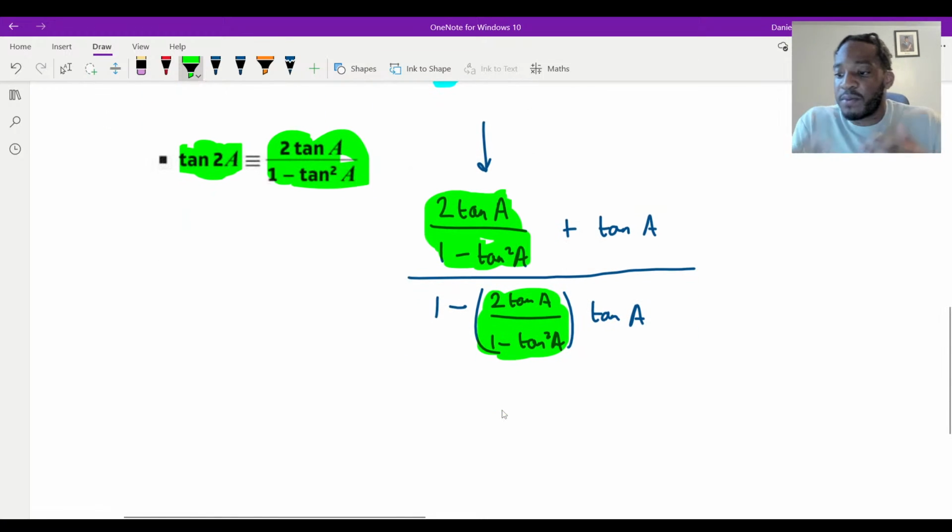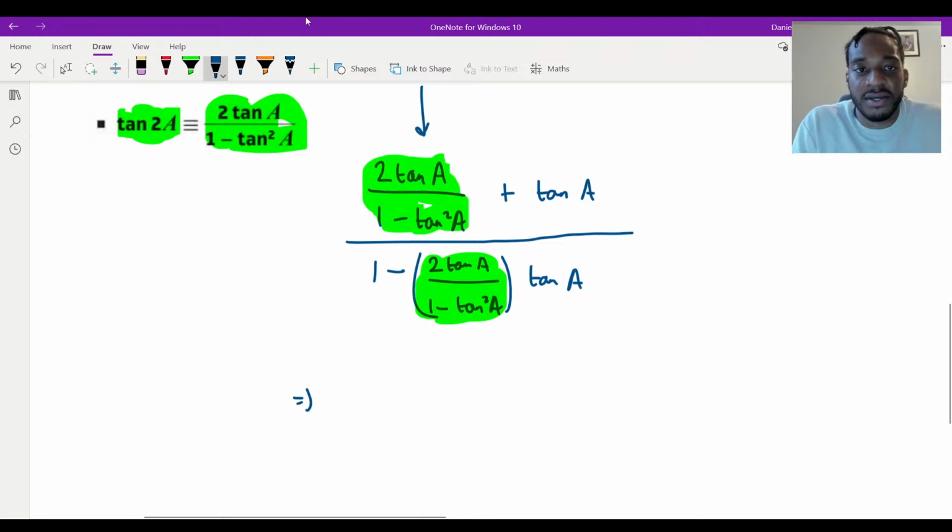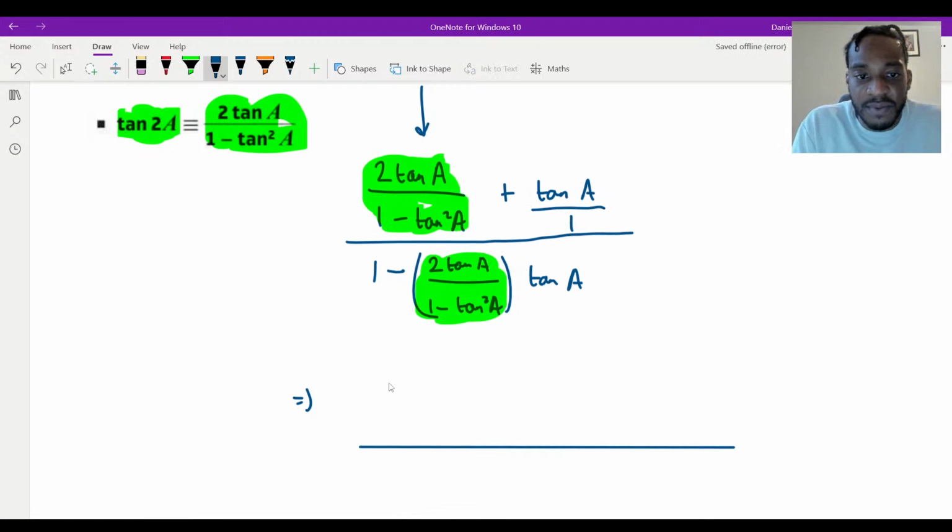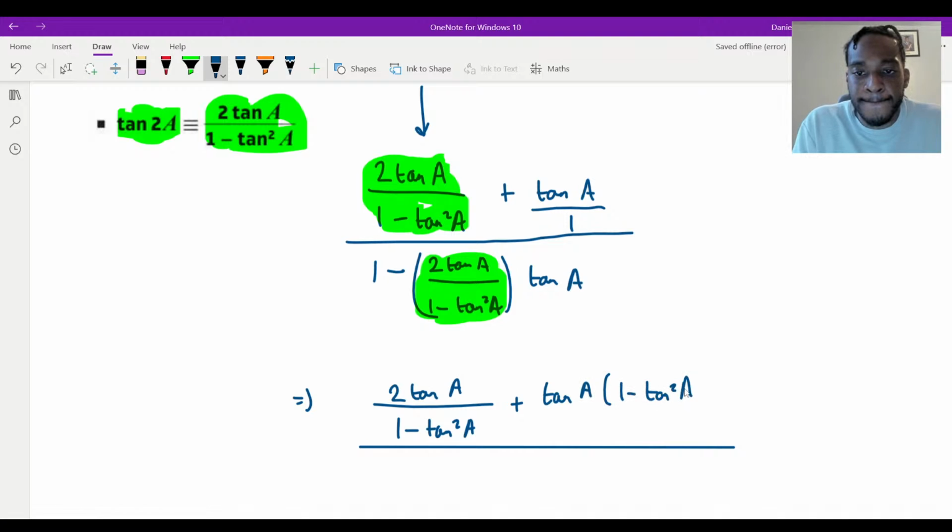Firstly, we've got fractions top and bottom, so we're going to combine fractions. Got another fraction bar. If I want to combine that fraction, I need the same denominator. So if I put this over 1, for example, I'm going to multiply top and bottom by 1 minus tan squared A, isn't it? So it's going to be 2 tan A over 1 minus tan squared A, and then plus tan A multiplied by 1 minus tan squared A over 1 minus tan squared A.